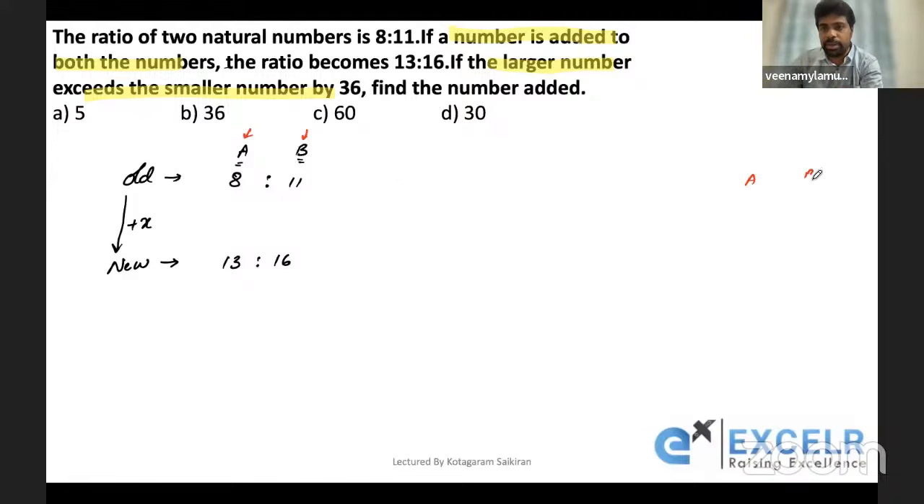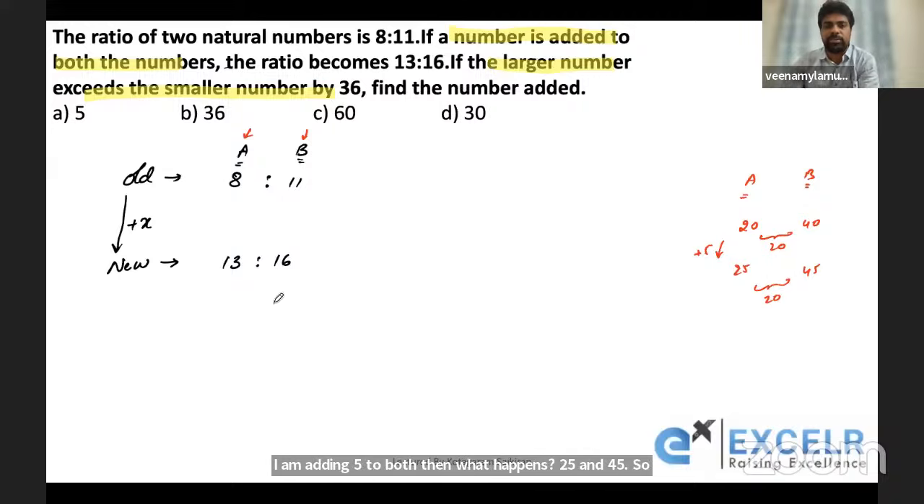Suppose the A value is 20 and the B value is 40, and I am adding 5 to both. Then what happens? 25 and 45. So here the difference is 20, and here also the difference will be 20. The difference will always be 20.